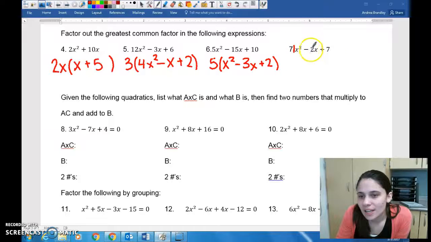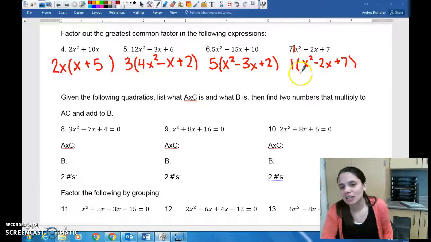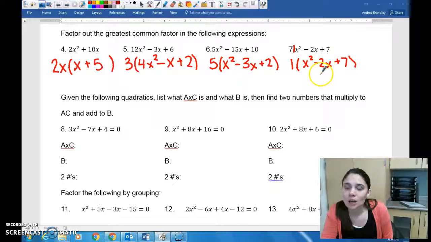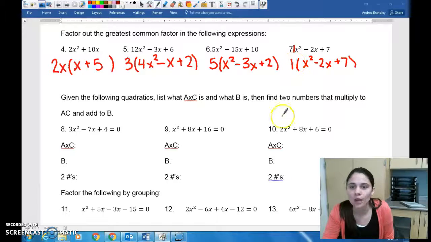So with 1, negative 2, and 7, the only thing that I can factor out is a 1. And if I divide each term by 1, each term stays the same. So most of the time, factoring out a 1 isn't really necessary, because it leaves our quadratic the same. However, there are some parts of factoring where factoring out a 1 is useful, so make sure you know how to do it, and I'll talk a little bit more about when to do it later on in your notes. So this is how we factor out a greatest common factor.